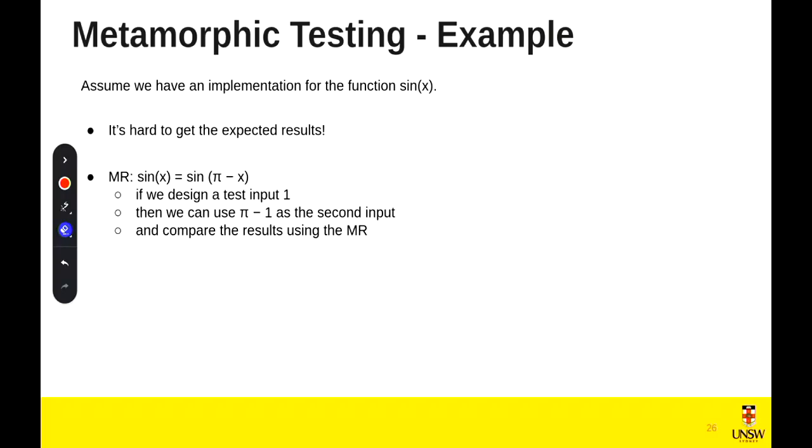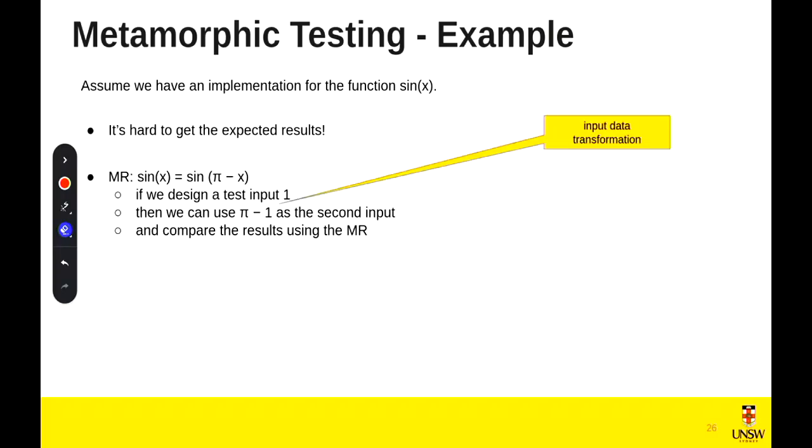Instead of manually calculating sin 1 and using the expected value as the check here, what we can do is design a second test input, pi minus 1. Then we compare the results of sin(pi minus 1) and sin 1. If they are equal, the function is likely implemented correctly. If they are not equal, there is definitely some error in the implementation of sin x. So this is the idea of metamorphic testing.